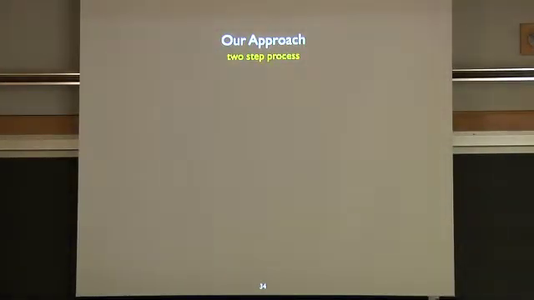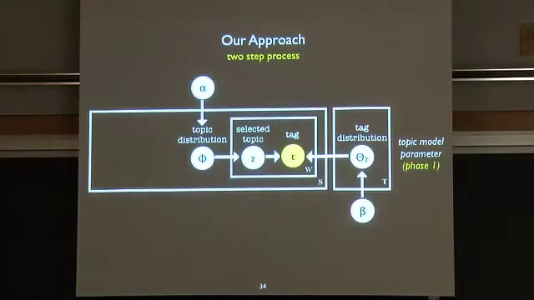Our algorithm has a two-step process. In the first step, we take all the tags that we have from Tagatune and learn a topic model over them. We use a very standard technique called latent Dirichlet allocation, which is a graphical model that explains the generative story that I just told you.